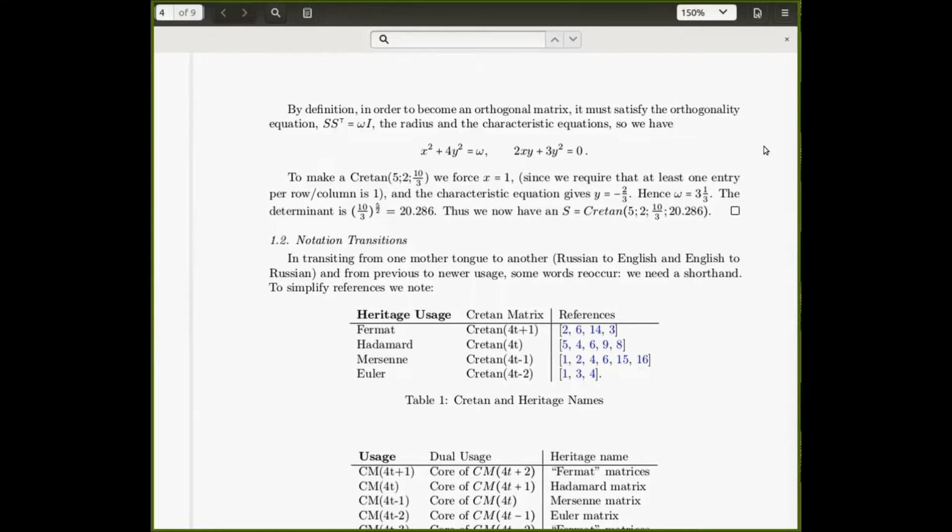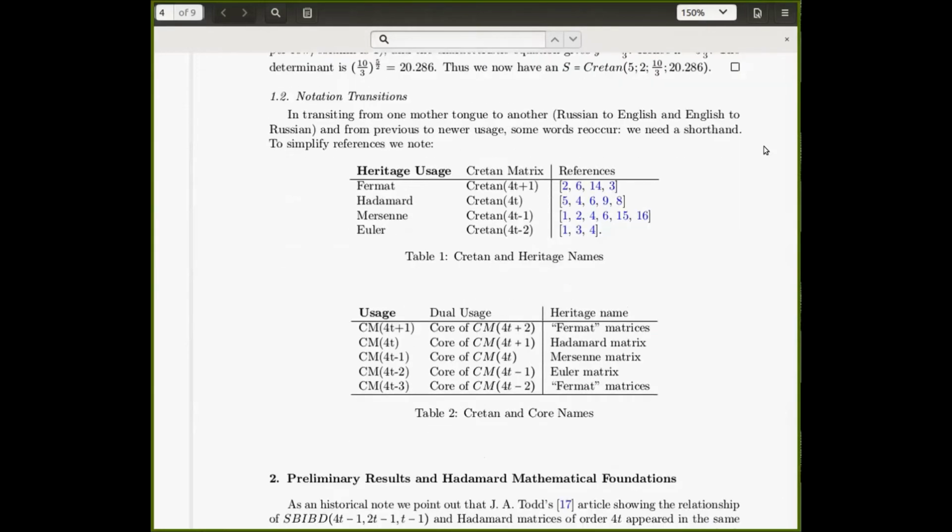The determinant of this is 20.28. So we say it's a Cretan matrix, order 5, 2 levels, with radius 10/3 and determinant this number here. So we have got a determinant and we have got a matrix which is orthogonal of order 5, but it's not a Hadamard matrix. It's what we now call a Cretan matrix. Now, all of this stuff here is because in the Russian literature, these things have already got names, and I just want to make it clear that you could switch from one to the other.